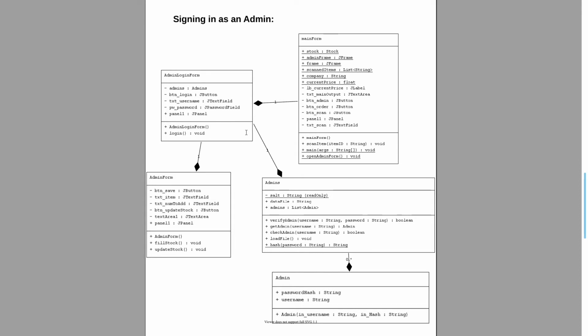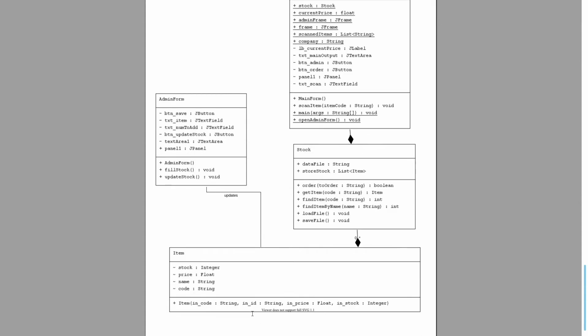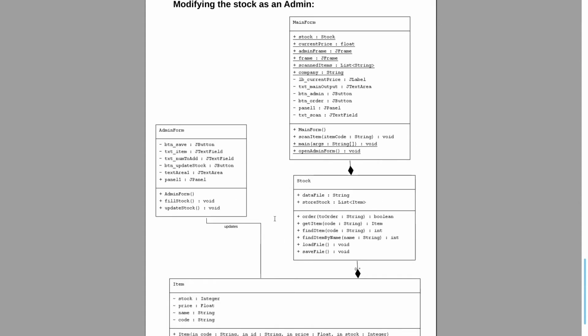If that's true, you log in, and when it logs in, it swaps from the admin login form to the admin form, and that's covered in the next one. This is the modifying the stock as the admin diagram. So as you can see here, main form is there, and then we've got stock, and then the items. Now I've included that because admin form directly modifies the items. It knows where the items are because it checks inside mainform.storeTop, but it directly modifies the items. It doesn't go for a function in stock.